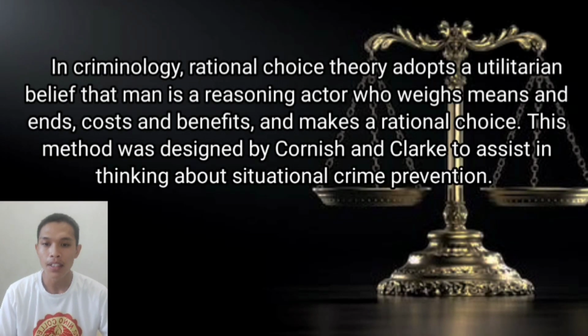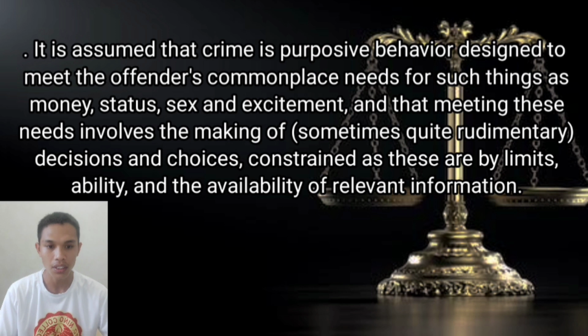In criminology, rational choice theory adopts a utilitarian view that man is a reasoning actor who weighs means and ends, costs and benefits, and makes a rational choice. This method was designed by Cornish and Clarke to assist in thinking about situational crime prevention. It shows that crime is purposive behavior designed to meet the offender's commonplace needs for such things as money, status, sex, and excitement, and that meeting these needs involves the making of decisions and choices, constrained by limits of ability and the availability of relevant information.